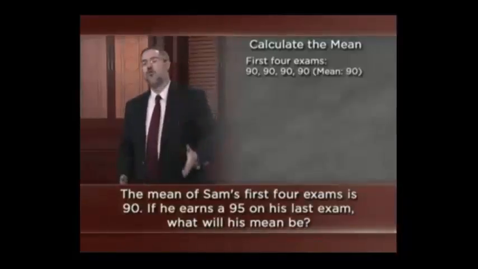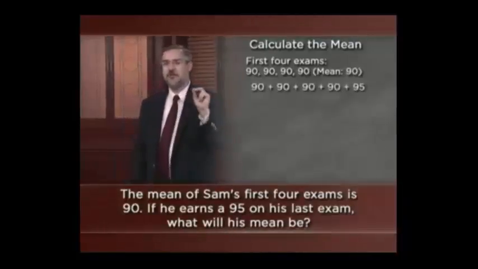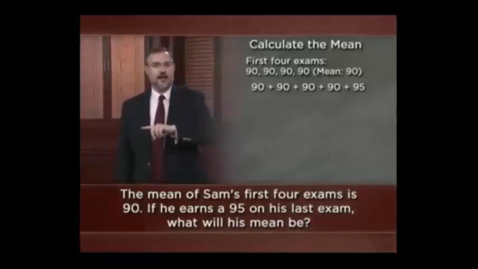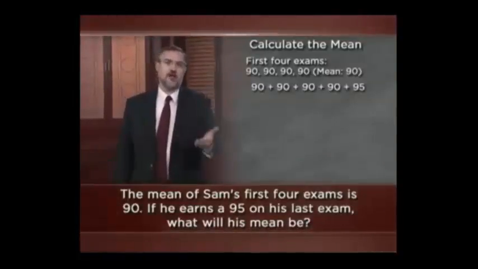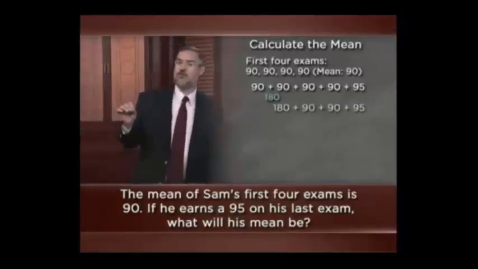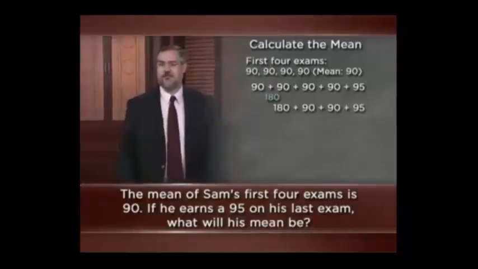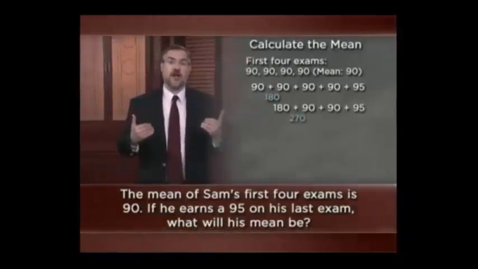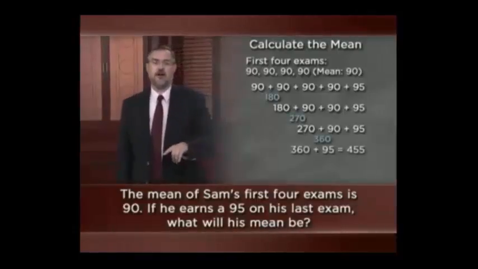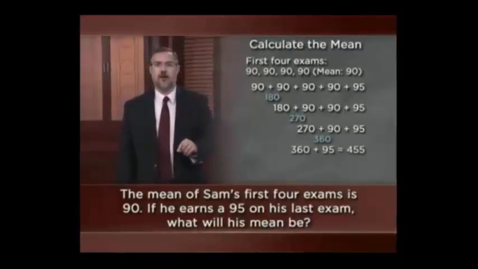So how do we do that? We need to just take 90 plus 90 plus 90 plus 90 plus the 95. And when you do that, you're going to see that the first 90 plus 90 gives you 180. So then you can rewrite the problem as 180 plus 90 plus 90 plus 95, which is 270 plus 90 plus 95, which is 360 plus 95, which is 455.